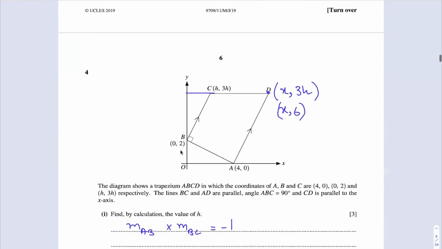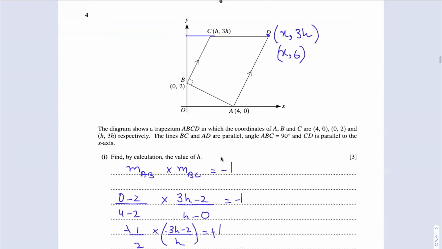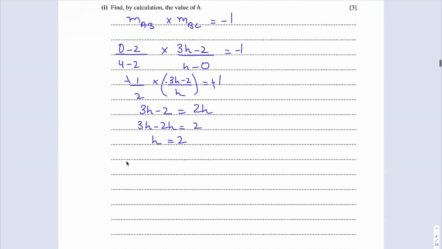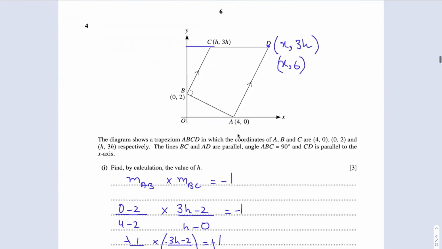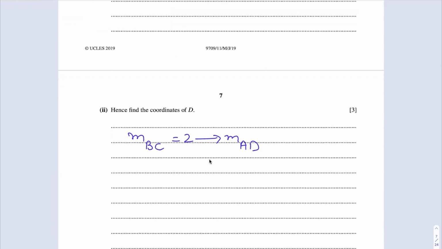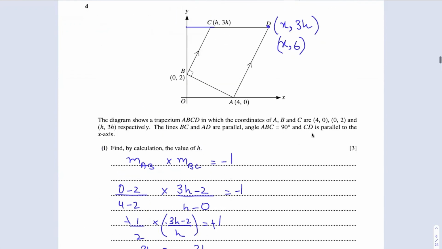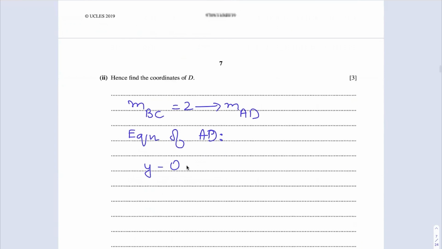Now, to find the equation of AD, we know that the gradient of BC and AD will be equal. So as the gradient of AB is minus 1 upon 2, the gradient of BC is equal to 2, which is the same as the gradient for AD. So the equation of AD will be y minus y1. The y coordinate of A is 0. So y minus 0 equals 2 into (x minus 4). So the equation of AD is y equals 2x minus 8.